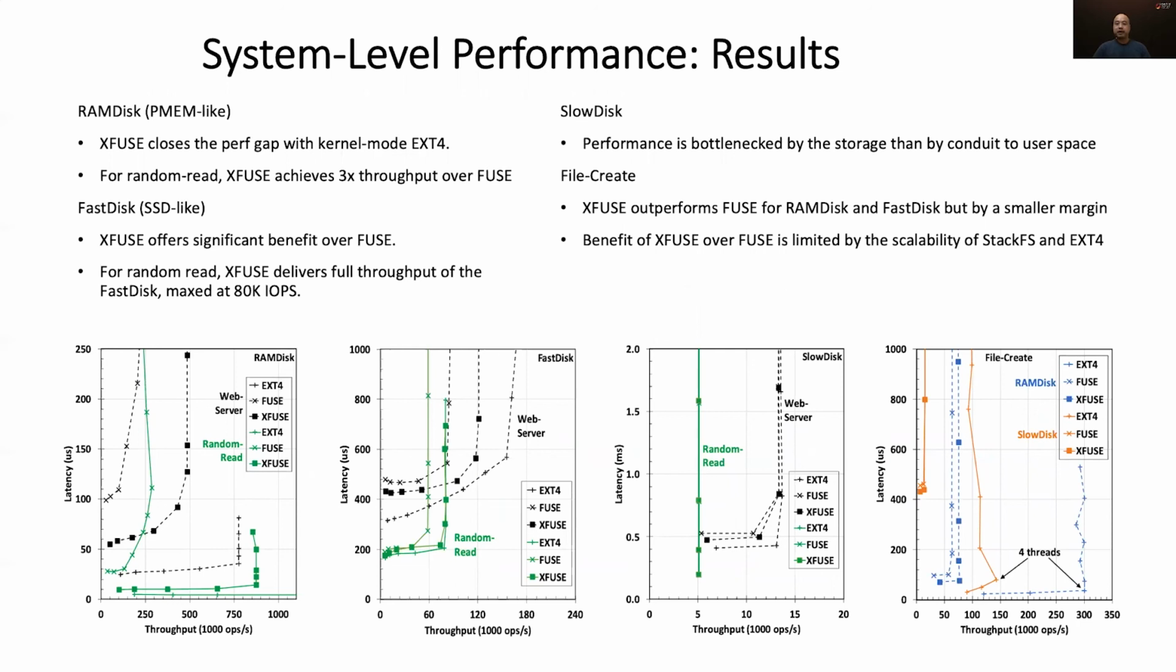For both PMEM-like RAM disk and SSD-like fast disk, XFUSE offers significant benefit over FUSE. For slow disk, performance is bottlenecked by the storage rather than by the conduit to user space. In file create tests, XFUSE outperforms FUSE for both RAM disk and fast disk, but by a smaller margin. This is because of the limitation in the scalability of StackFS and ext4 for the file create workload.